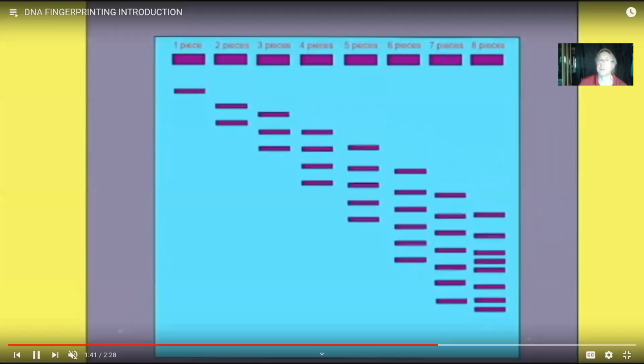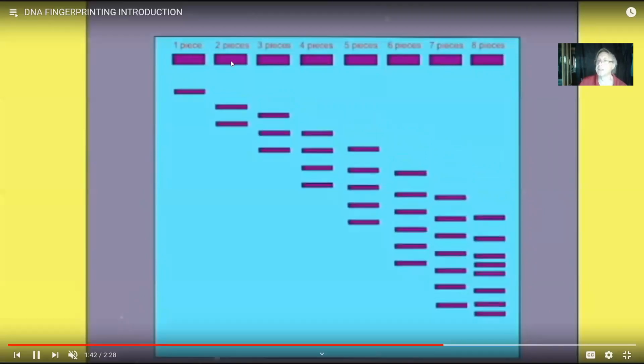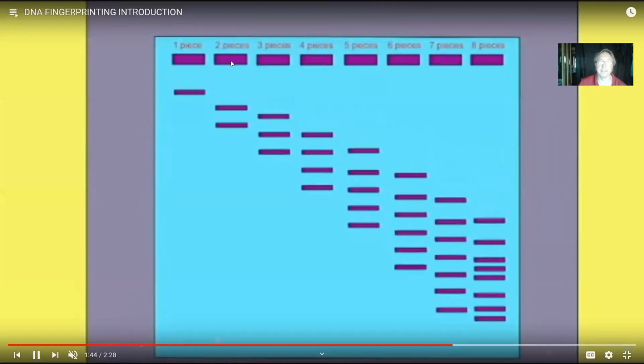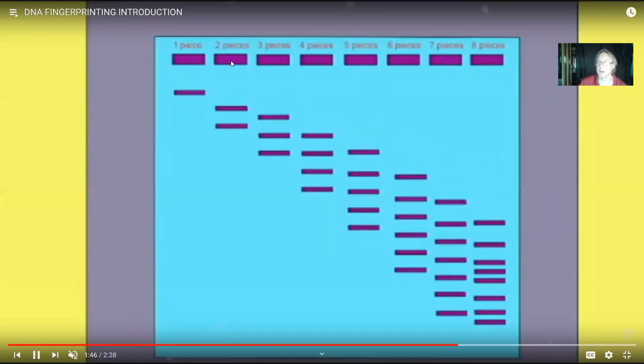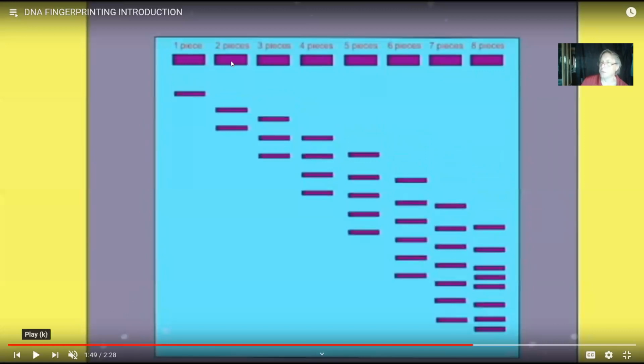So here we have the DNA which is uncut, and so the big piece doesn't move very far in our allotted time. If our restriction enzyme made one cut, then we have two pieces, and the smaller one moves faster. So that's the small piece, that's the big piece. And then if more and more pieces are made, then we have smaller and smaller fragments which result, and they would travel different lengths.